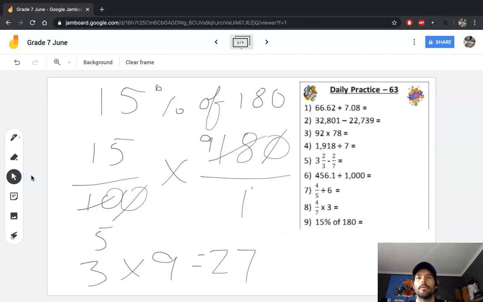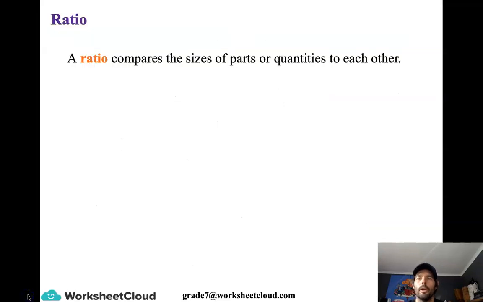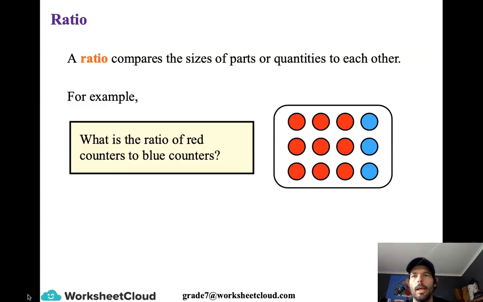Okay, today we're going to look at ratio. That's our main theme for today's lesson. Now, a ratio compares the sizes of parts or quantities to each other. And for example, what is the ratio of red counters to blue counters? So if you have a look at that, red to blue, you know there are 9 red, there are 3 blue. And then we can simplify that ratio to 3:1.